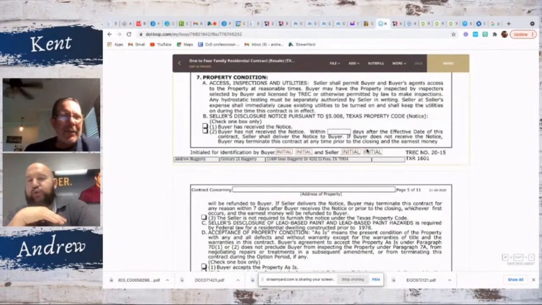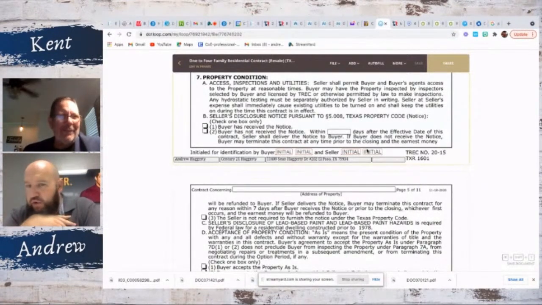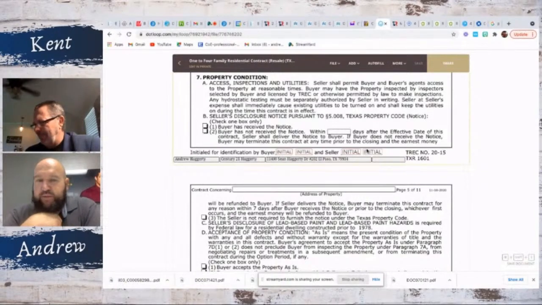Yeah, huge advantage. This is where you don't hire your friend or your uncle or your brother to go out there and do an inspection, start messing with someone's house. They have to be a licensed member of TREC.